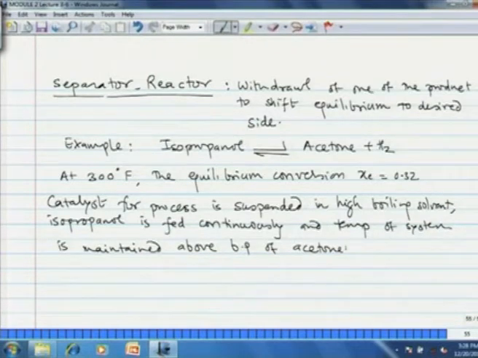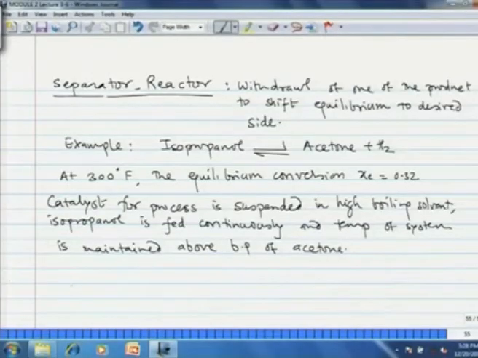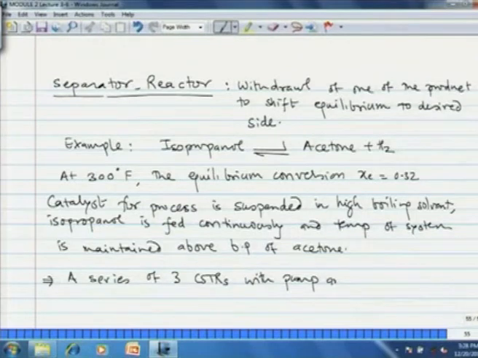Now, due to this, as soon as acetone is formed, it is evaporated from the reactor and it can be recovered along with hydrogen at the reactor outlet, or it can be removed from the reactor, and thus it helps shift equilibrium to the right side, or to the product side. Sometimes a series of 3 reactors, all of them CSTRs with a pump around loop, is also used.